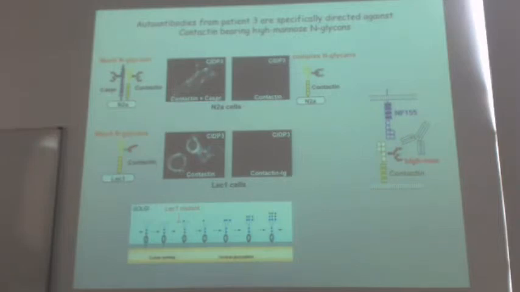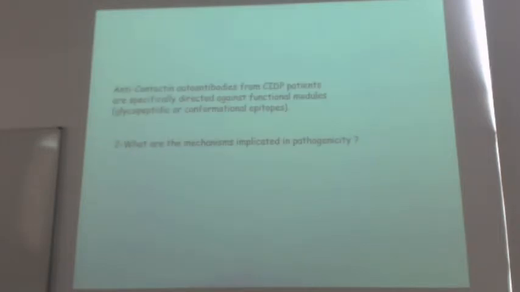And again, it's interesting because this is the high mannose form of contactin which is implicated in interaction with neurofascin, meaning that these autoantibodies may block these interactions. So if I summarize this data, the anti-contactin autoantibodies from these 4 CIDP patients are specifically directed against functional modules. We don't know if it's a glycopeptidic epitope or a conformational epitope which is acquired due to N-glycosylation.